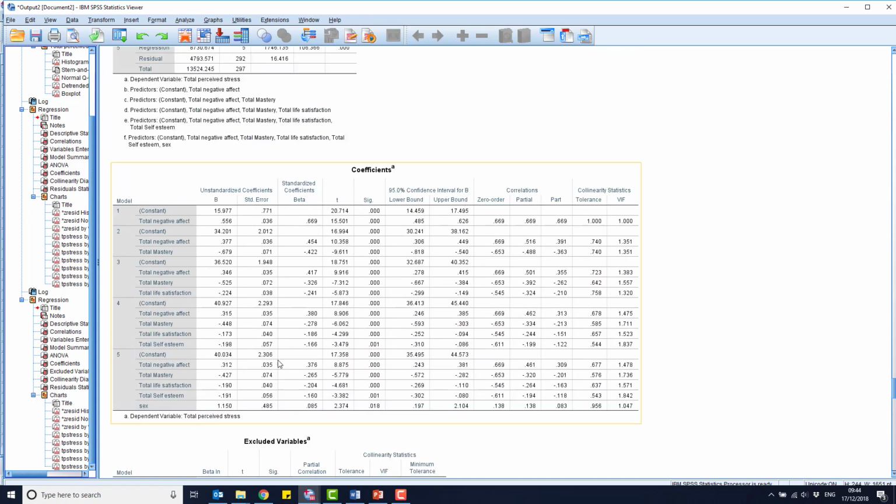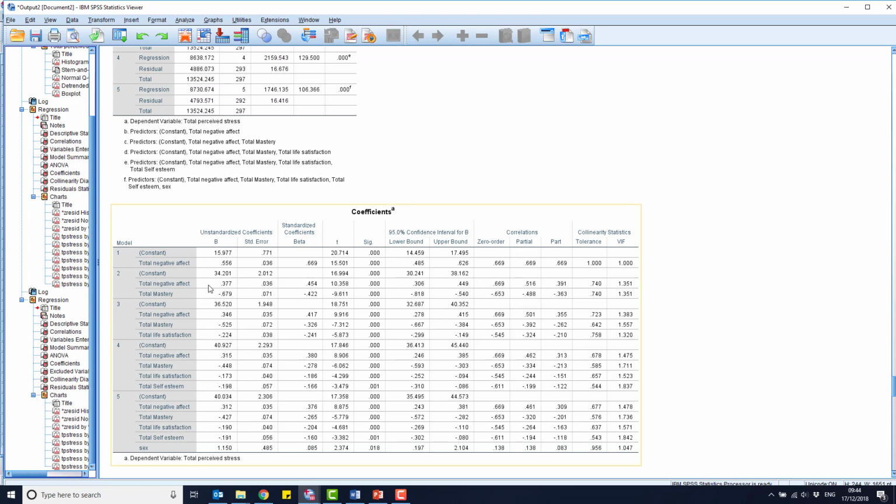And then we will probably interpret only the final model, but you will report everything. Actually reporting stepwise can be quite a challenge, but it's useful because you can see how the relationships between predictors change as soon as you start to control for other variables.